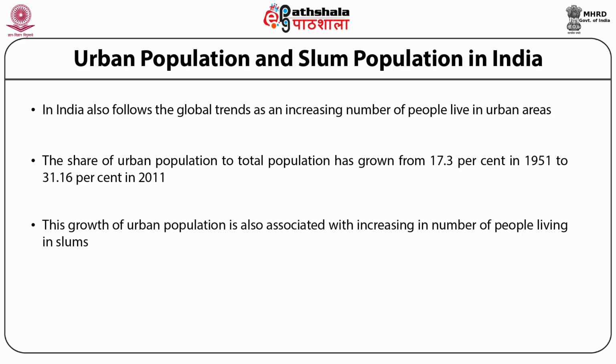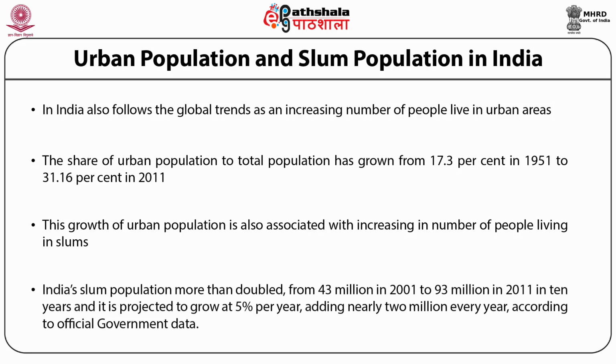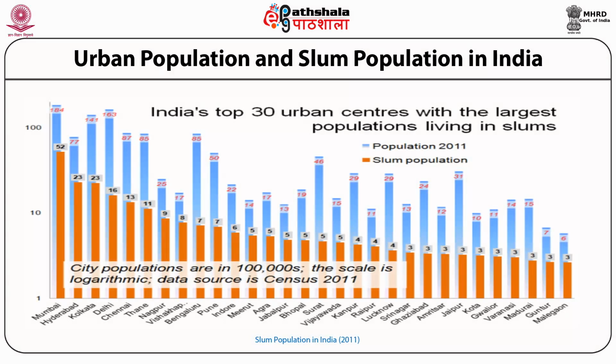The growth of urban population is also associated with an increase in the number of people living in slums. India's slum population more than doubled from 43 million in 2001 to 93 million in 2011 in 10 years, and it is projected to grow at 5% per year, adding nearly 2 million every year. Figure 4 shows that Mumbai, Hyderabad and Kolkata are home to the largest number of people living in slums in 2011. The slum population in Mumbai was equal to the total slum population of Hyderabad and Kolkata taken together. Even in Delhi, Chennai and Thane, the slum population was more than 10 lakhs.